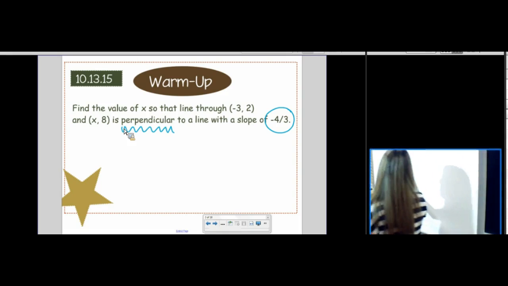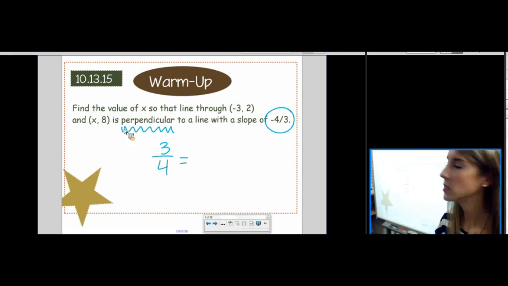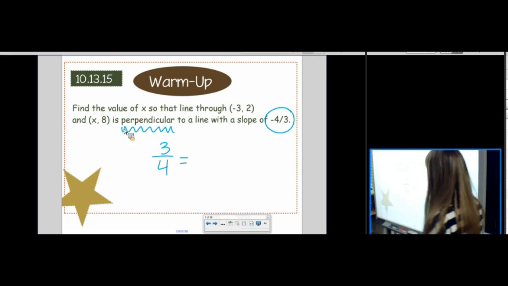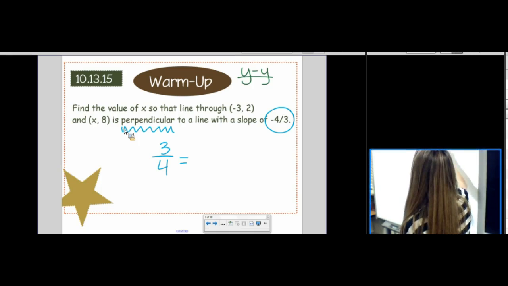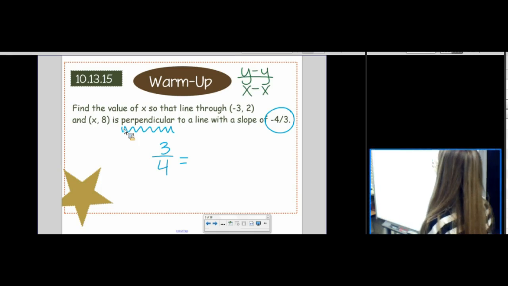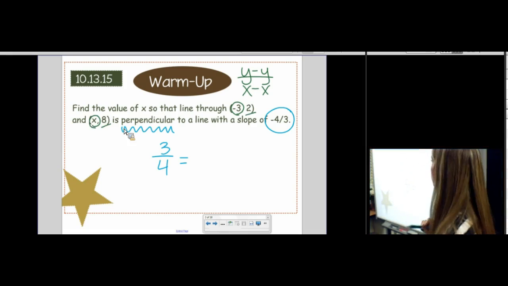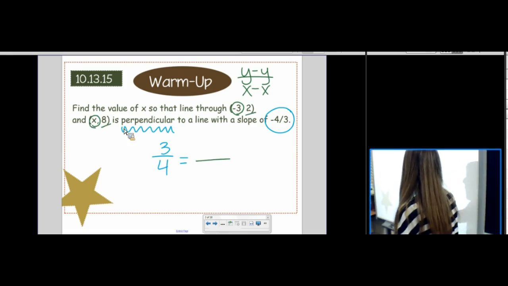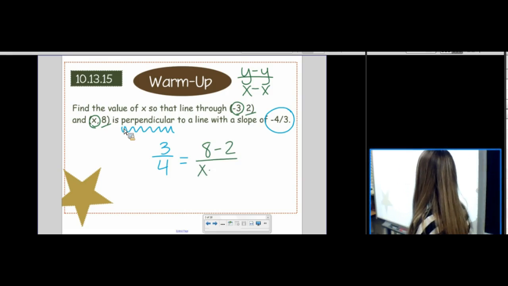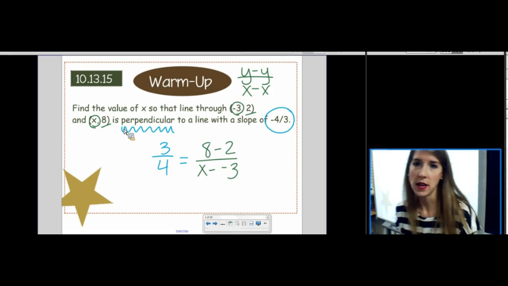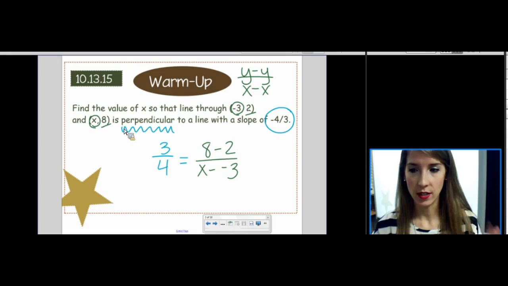Okay, so the opposite reciprocal would be +3/4. So now we need to write the equation for slope. Remember, slope is delta y over delta x. I'm going to circle my x's and underline my y's. All right, so I'm going to say 8 minus 2 over x minus -3. So I'm forcing my slope formula to equal my desired slope.